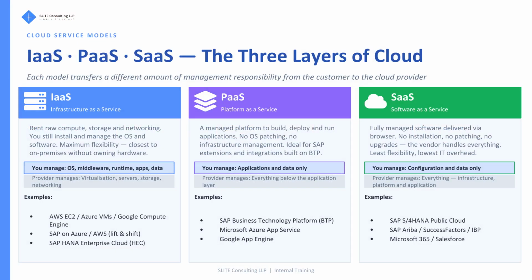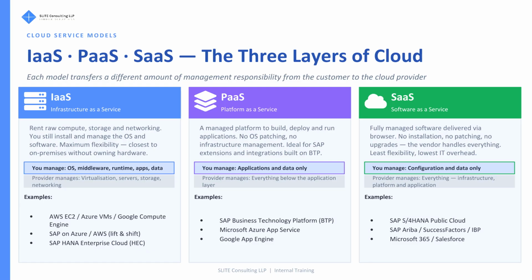Cloud is not one thing, it comes in 3 layers, and each transfers a different amount of management responsibility from the customer to the provider. With IaaS, infrastructure as a service, you rent raw compute, storage, and networking and still manage the operating system, database, and applications yourself. With PaaS, platform as a service, the provider also manages the operating system and runtime, so you focus on building and running applications.